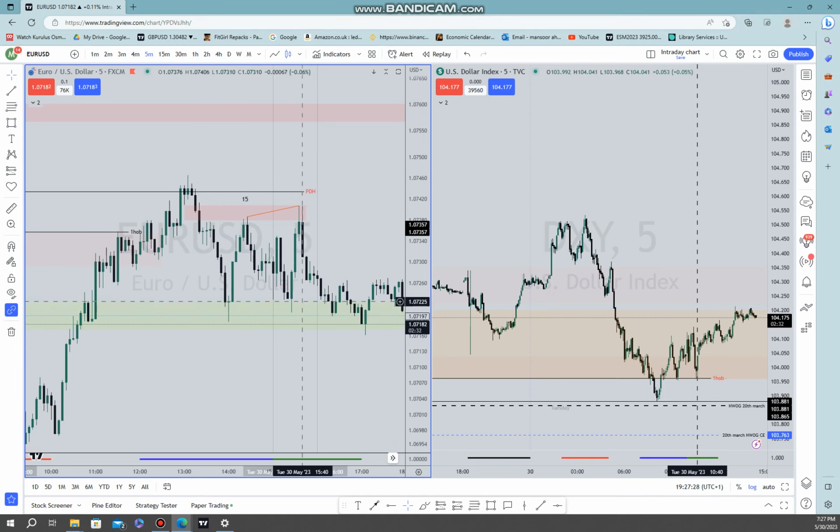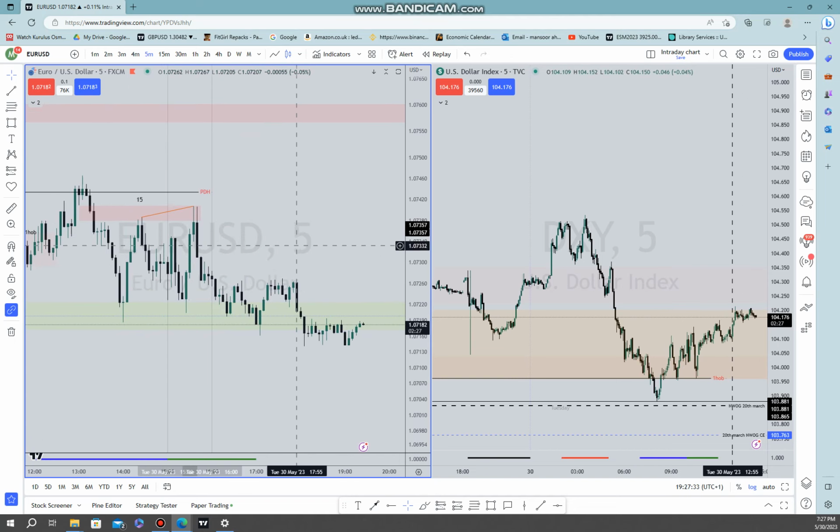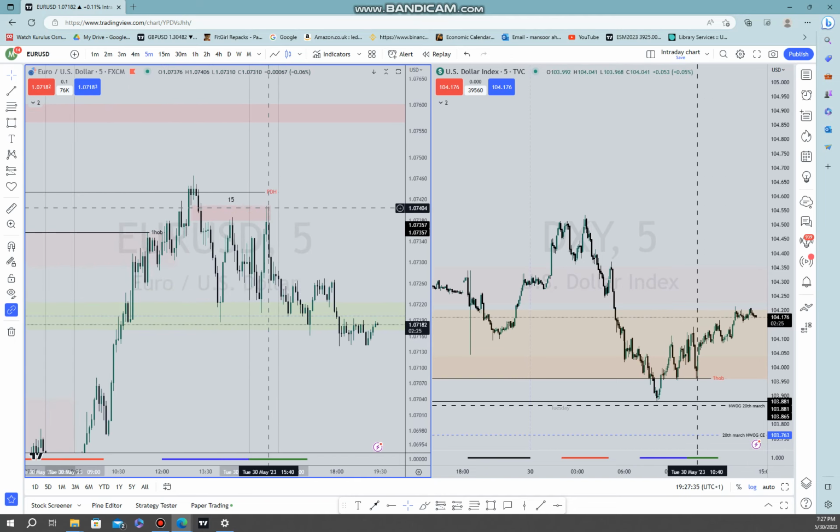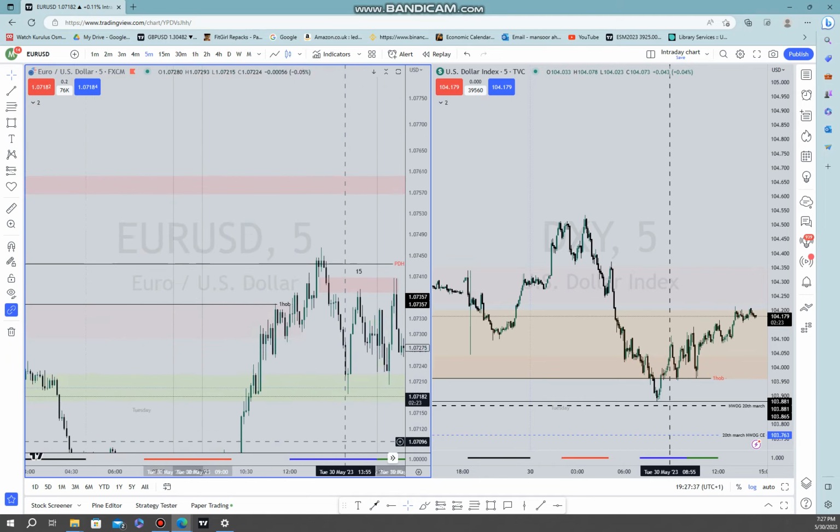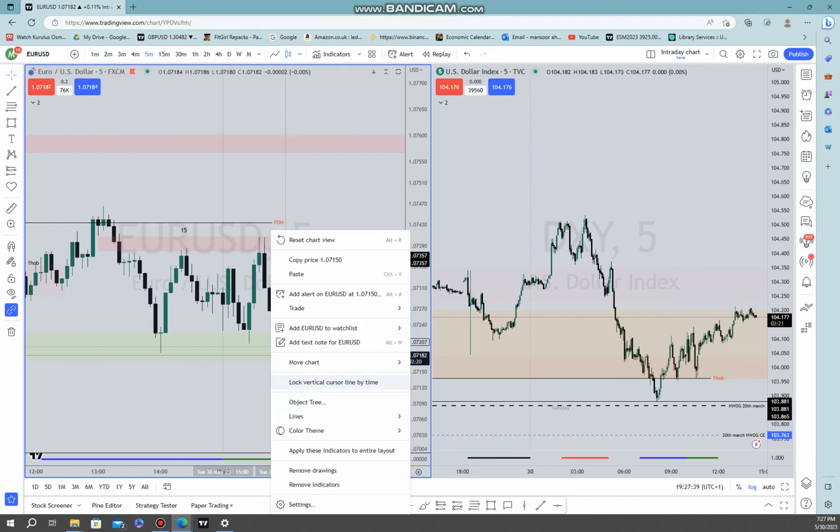And then obviously we target the sell side liquidity below these two relatively equal lows. And this is where we're closing. So that's the silver bullet for London. That's the silver bullet for the New York session.